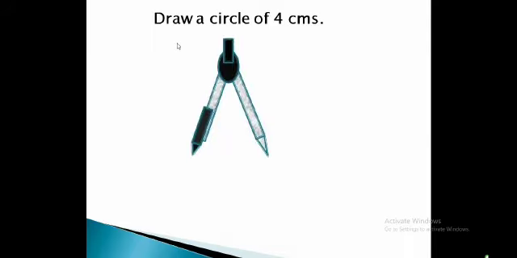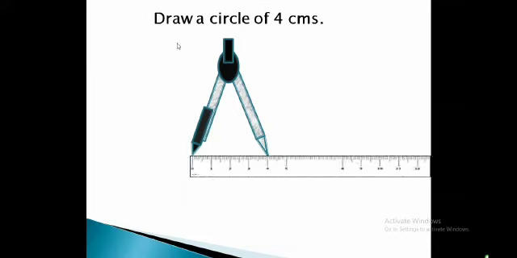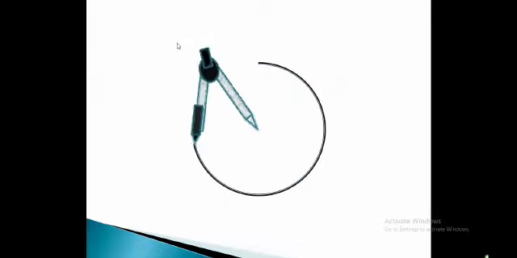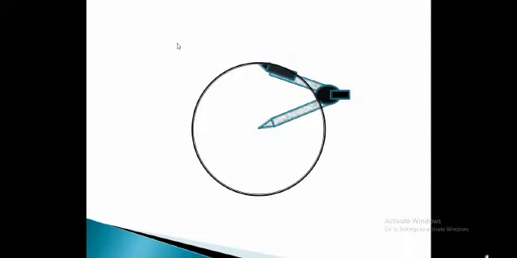Now we'll draw one more circle. Draw a circle of 4 centimeters. First you take the compass, then you measure it on the scale. One end is on 0, the other end of the compass is on 4. You remove the scale, you keep the metal point on the page, then you draw the circle measuring 4 centimeters. You remove the compass. Then you name it.